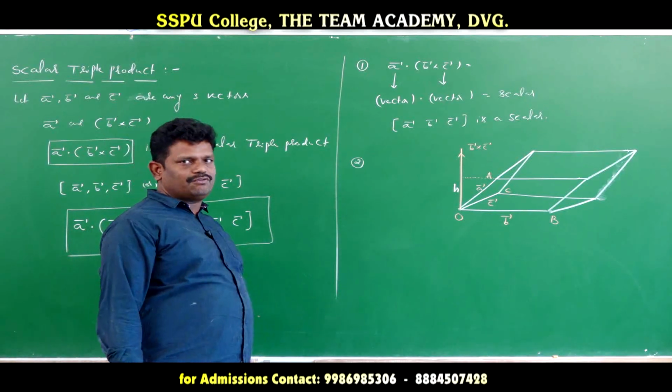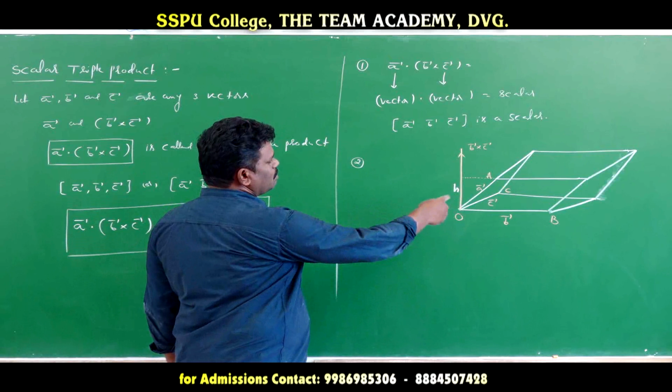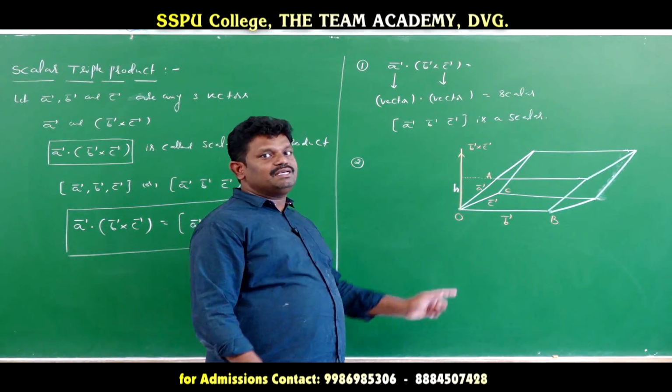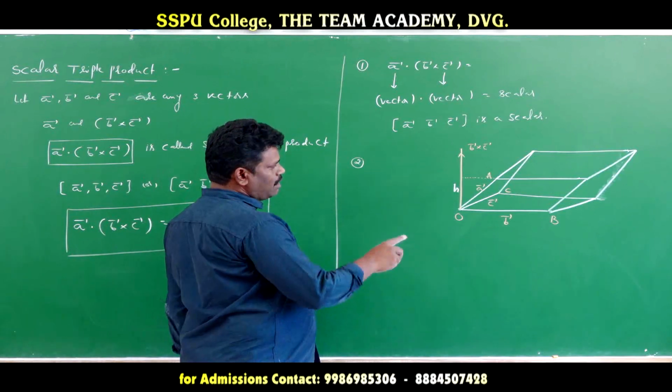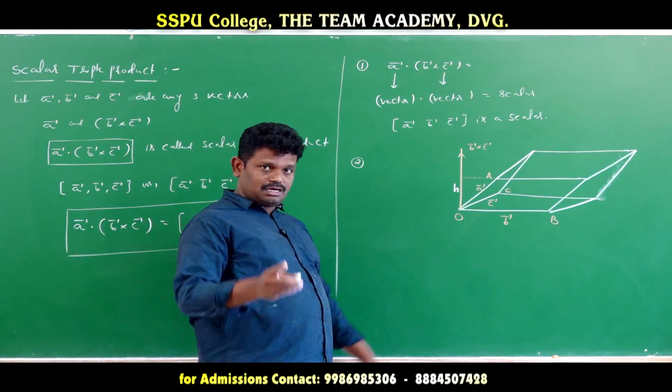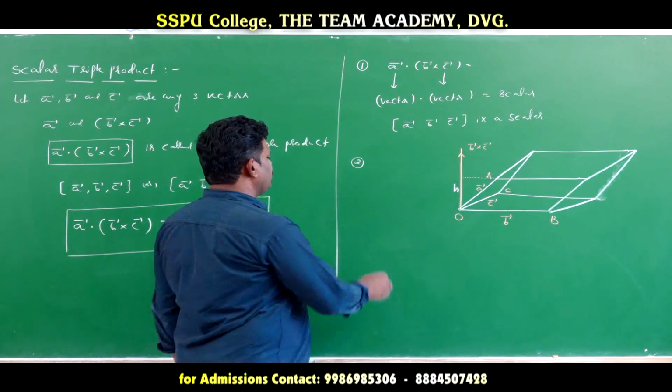But how do we get that formula? First, the base of the parallelepiped is a parallelogram. So we take the area of the base parallelogram of the parallelepiped. The area of a parallelogram, we already know here.